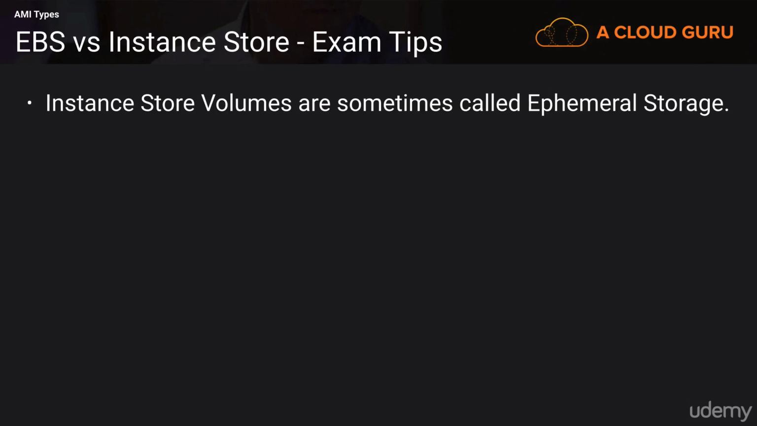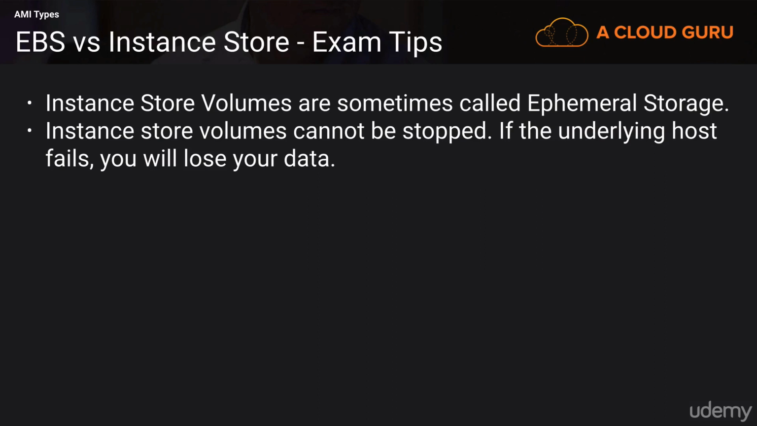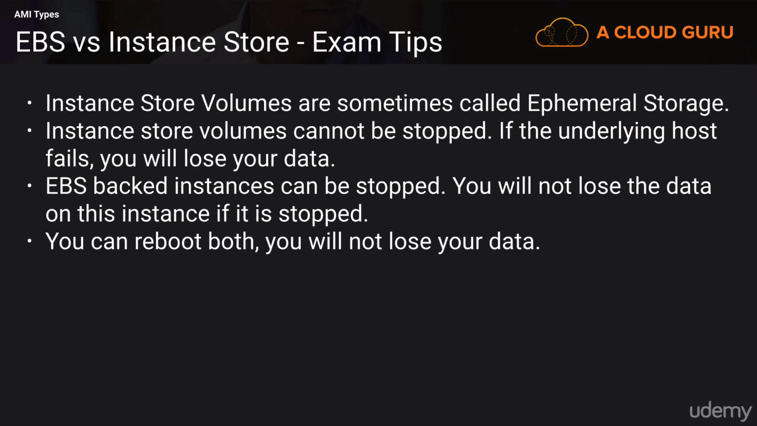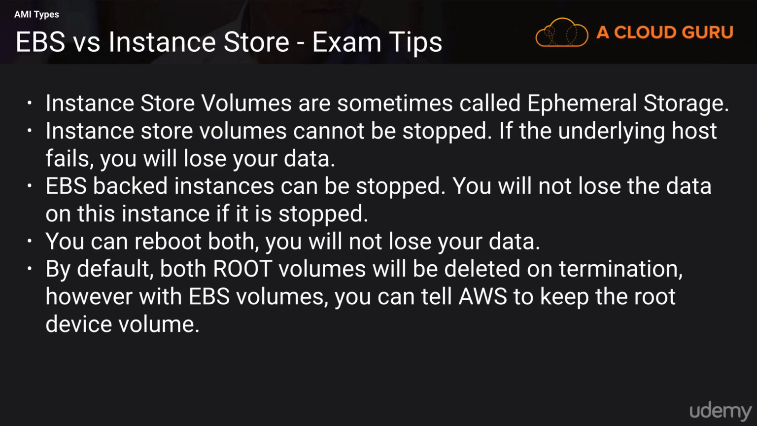Okay, so my exam tips. Instance Store volumes are sometimes called ephemeral storage. Instance Store volumes cannot be stopped. If the underlying host fails, you will lose your data. EBS-backed instances can be stopped, and you will not lose the data on this instance if it is stopped. You can reboot both and you're not going to lose your data. And by default, both root volumes will be deleted on termination. However, with EBS volumes, you can tell AWS to keep the root device volume if you were to terminate your instance. And that's that check box that we saw in one of the last labs.